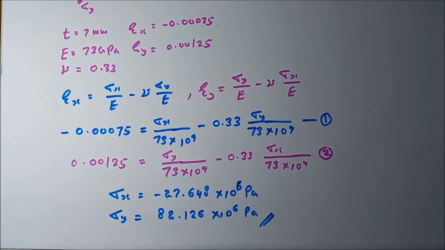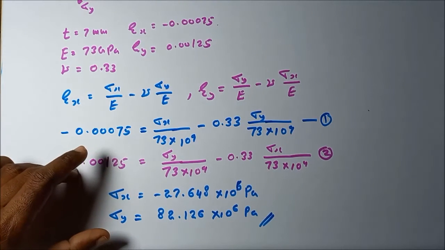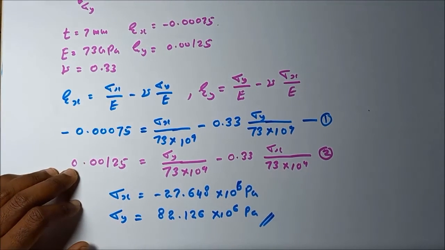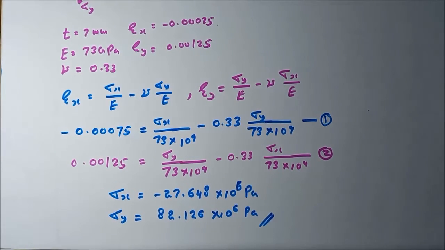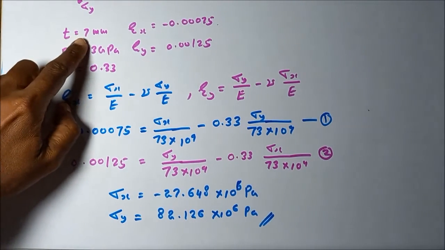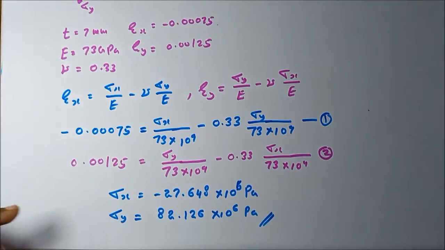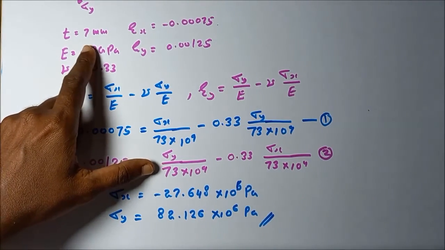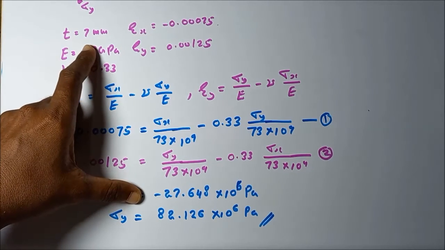So then the problem is also asking to find the contraction in z direction, no? That means the change in the thickness of the plate. So how to find the change in the thickness of the plate? To find the change in the thickness of the plate, we have to find the strain in z direction. If we know the strain in z direction, because the z direction dimension is also known, 7 mm, we can easily calculate the change in the thickness of the plate.